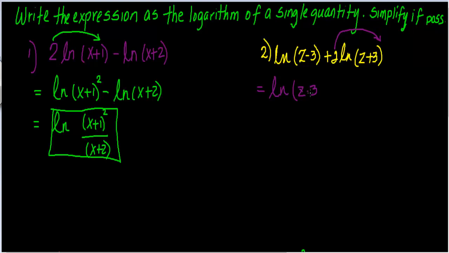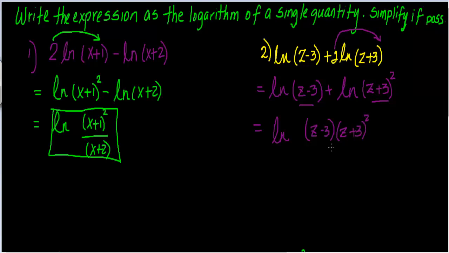Natural log of z minus 3 plus natural log of z plus 3 squared. And now I have a sum of natural logs. That means I can combine these arguments as a product. z minus 3 times z plus 3 squared. And that's it.